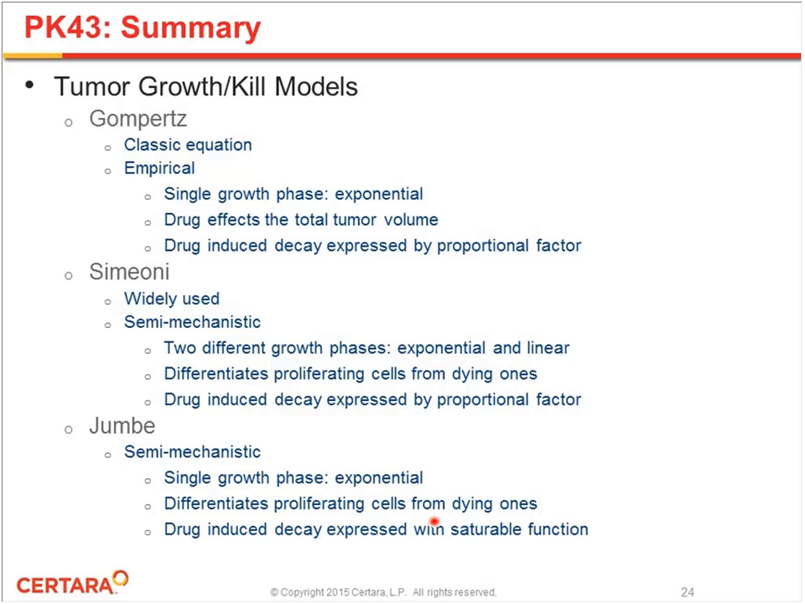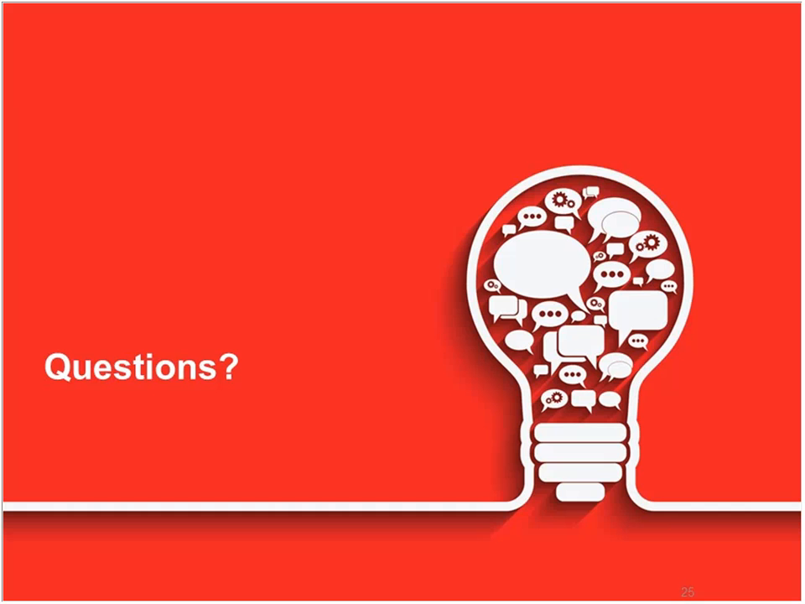So with this, I guess I'm at the end of my presentation, and I'm coming now to the questions. We are already a little bit behind in time, so maybe just a few. So we start here with: can a transit compartment be added in the Gompertz model?